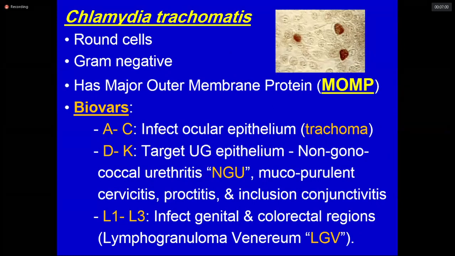Chlamydia trachomatis are round cells. You can see them, the brown ones, round cells. Gram-negative. Although they don't have the cell wall, from other types of study they were found to be related to gram-negative. The important thing is that they have a major outer membrane protein, MOMP, and we will deal with this factor during the lectures. So Chlamydia is the genus, trachomatis is the species. This type of bacteria has biovars, further subdivisions according to their antigenicity.